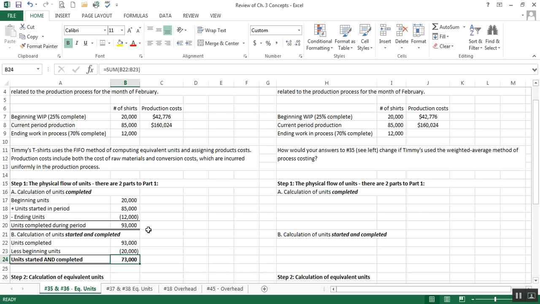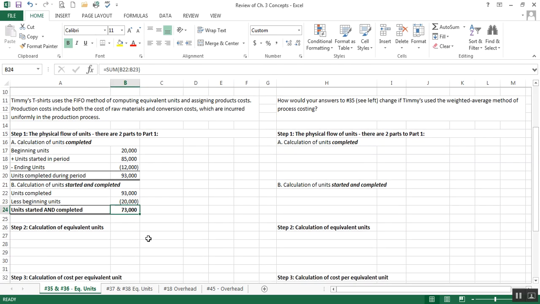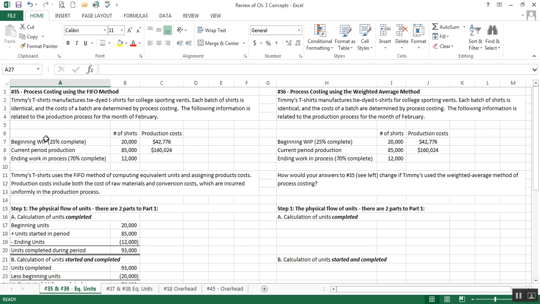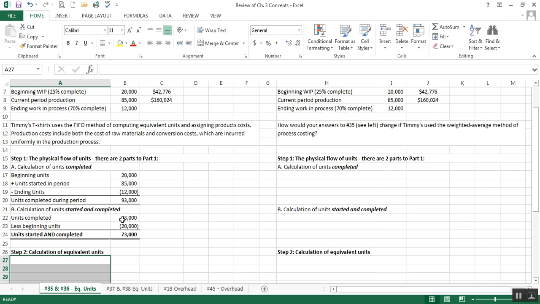Okay, for the FIFO method, we assume that the beginning units are the first used. Therefore, we subtract that from the units completed. We already know the costs associated with that, so it's not part of the calculation of equivalent units. Then we move on to step 2, which is calculating the equivalent units. The difference between step 1 and step 2 is that step 1 uses the whole entire units listed above, whereas step 2, we need to convert this information into equivalent units based on the percentages completed.